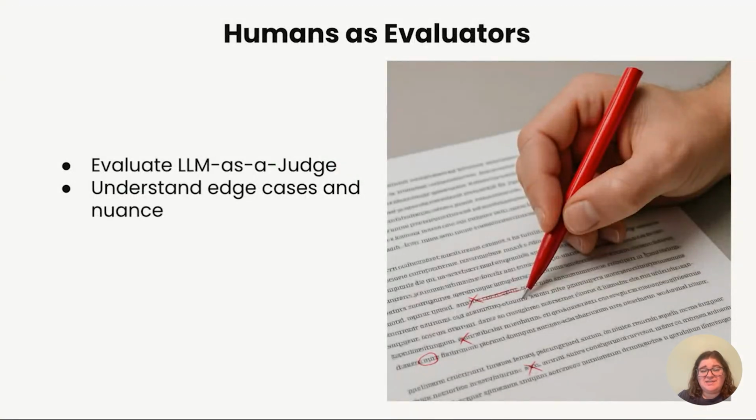So the first is humans as evaluators. This is sort of your most traditional understanding of what human in the loop looks like. You can evaluate your LLM as a judge or other models or systems by hand.